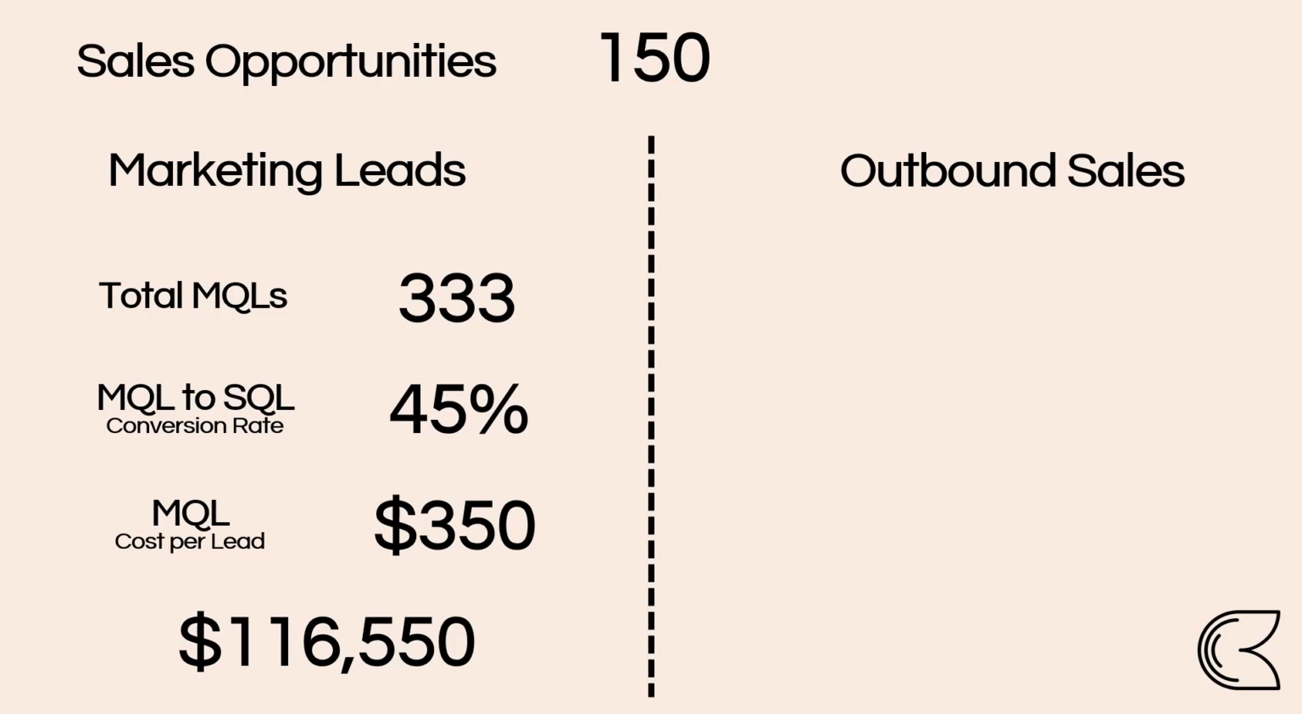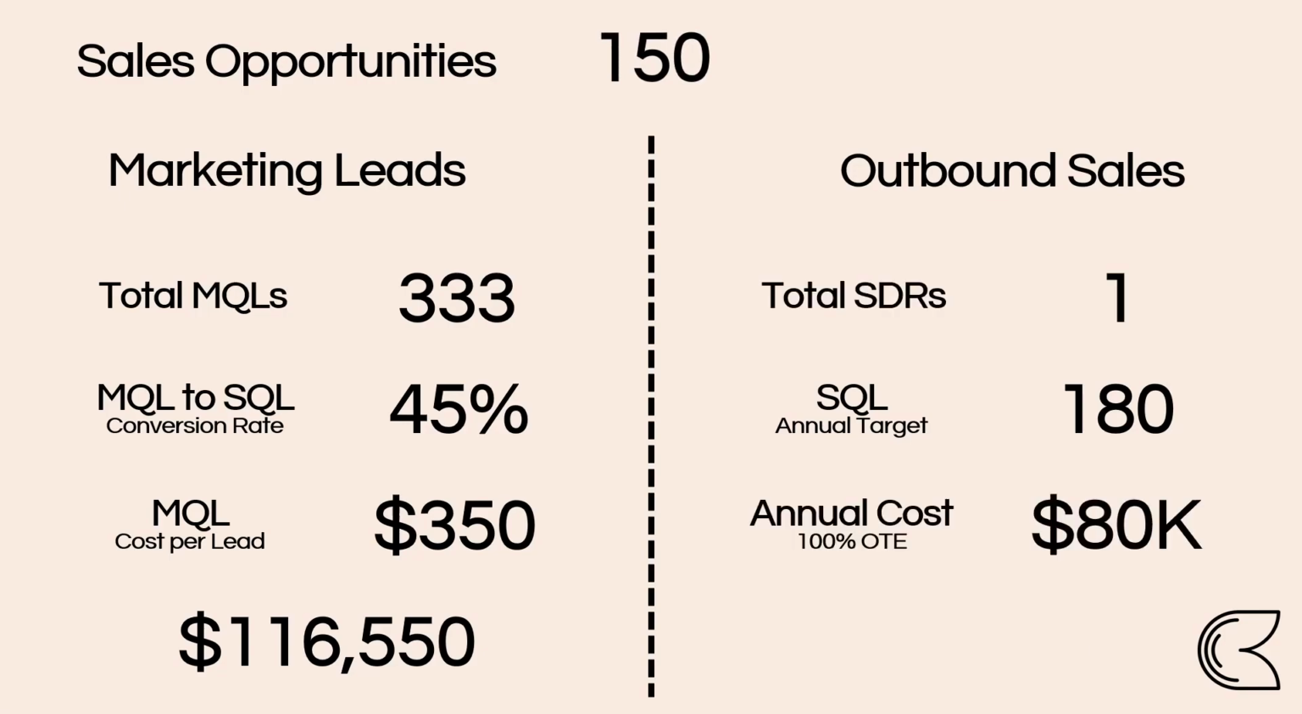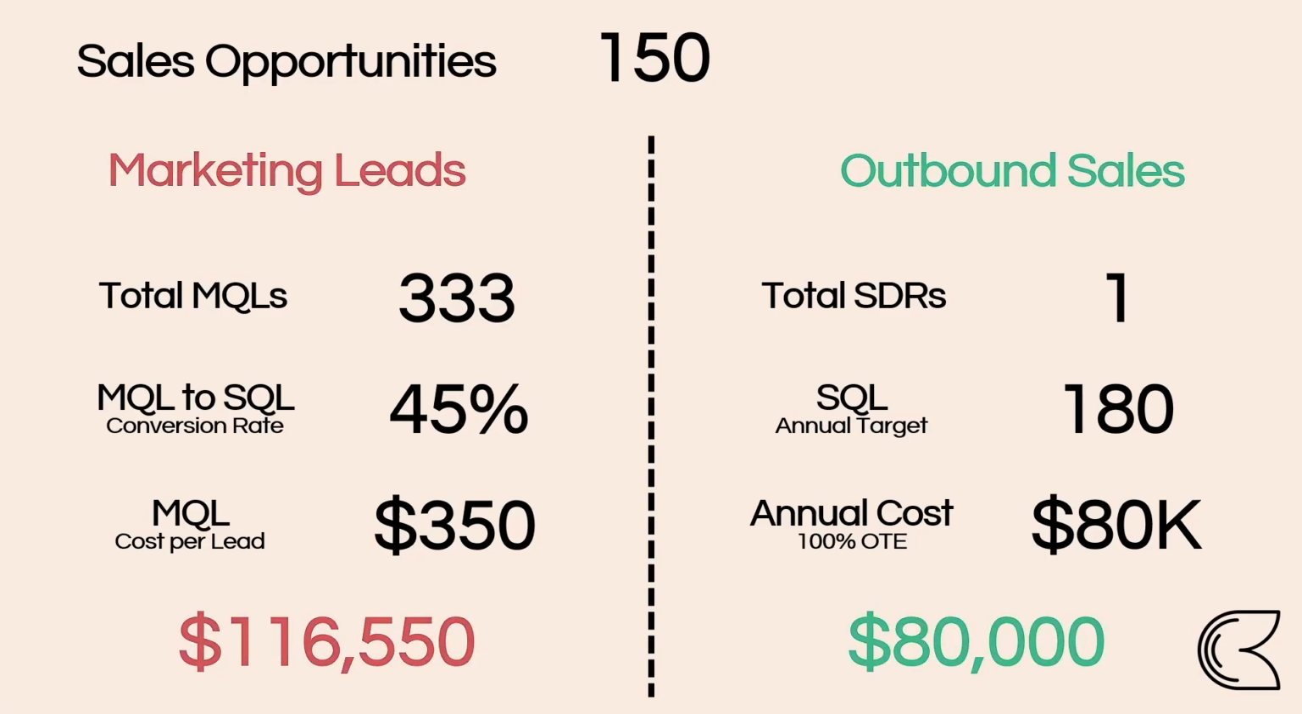For outbound sales, there's an outbound target of 180 leads a year, which is 15 a month. This is also less than our need for sales opportunities, meaning that we only need one SDR. If their annual cost at 100% of target is $80K, then that means that for an SDR, it costs $80K versus $116.5K for marketing. So that would be a pretty sensible decision.